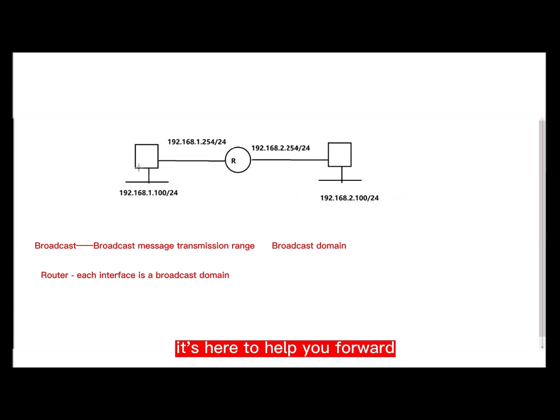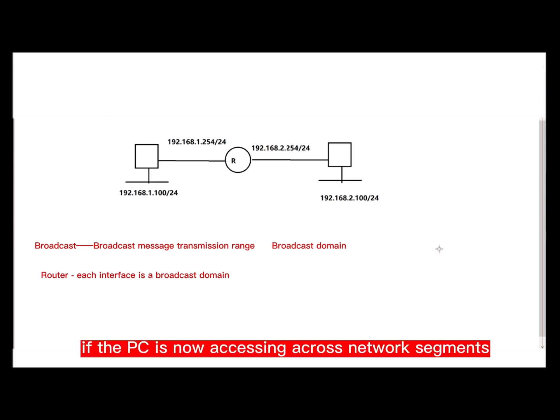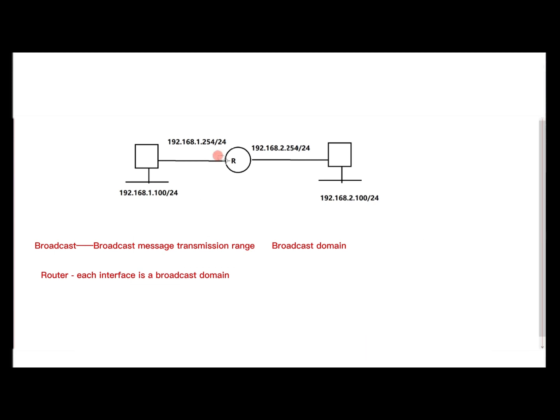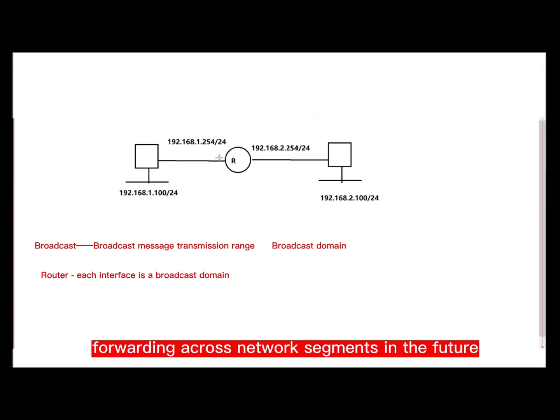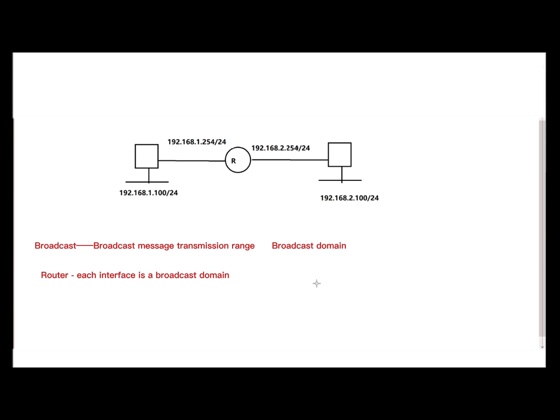It's there to help you forward. The same goes for the return packet. If the PC is now accessing across network segments, it requests the MAC of the gateway. When it requests, in the local ARP cache, the MAC corresponding to the IP of the gateway will also be cached. For forwarding across network segments in the future, it will directly encapsulate the MAC of the gateway as the destination MAC.